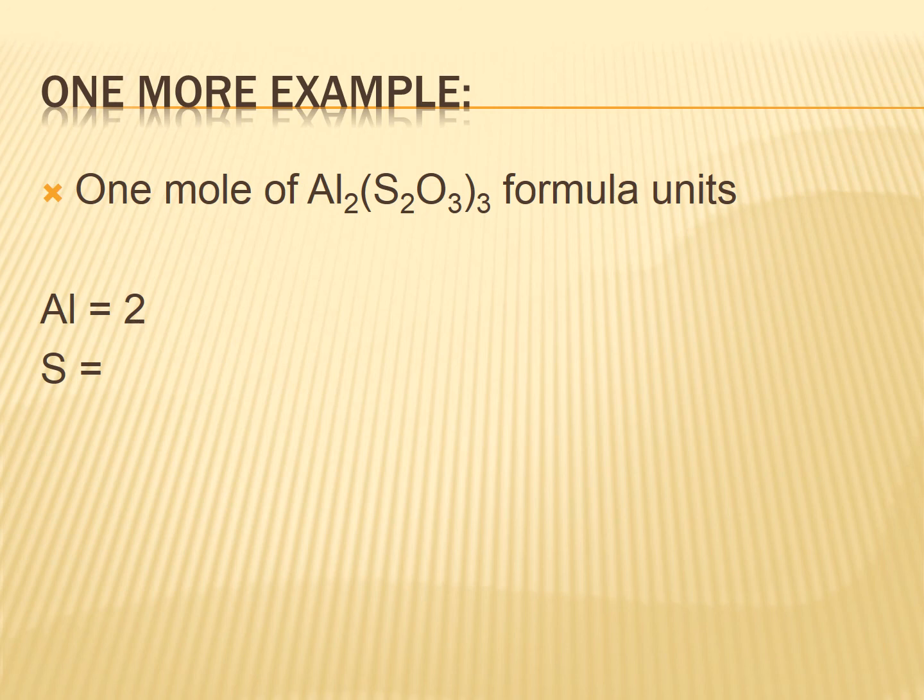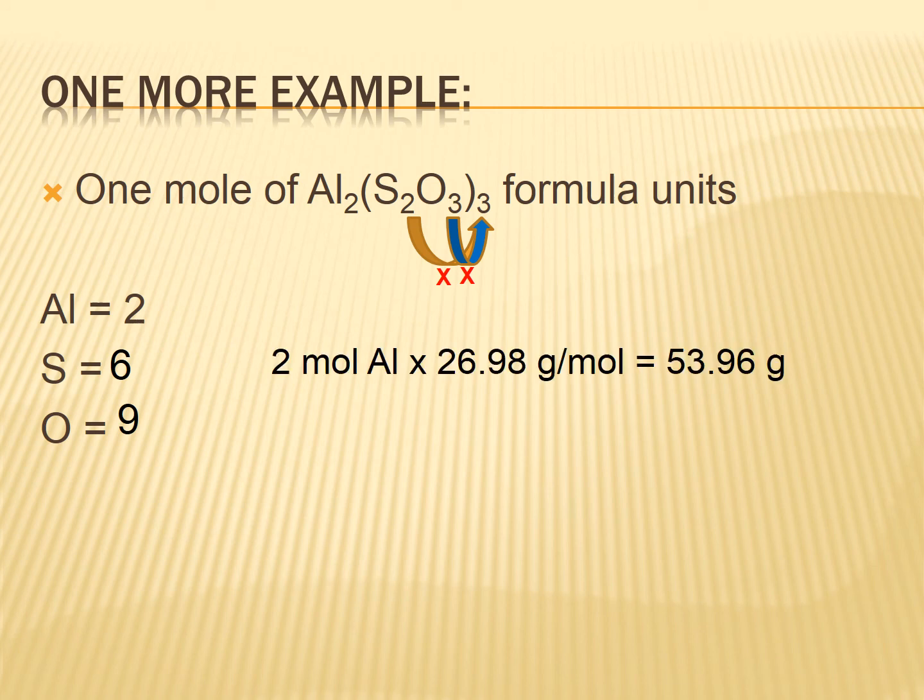So in order to figure out how many S's there are, we have to take the subscript. Sorry, that should have been moved over a little bit. We have to take the 2 and times it by the subscript on the outside. So we're going to go 2 times 3 equals 6. Same thing with oxygen. We're going to take the oxygen subscript and times it by the subscript on the outside. So 3 times 3 is 9. Okay, so knowing that, we know how many moles of each there are.